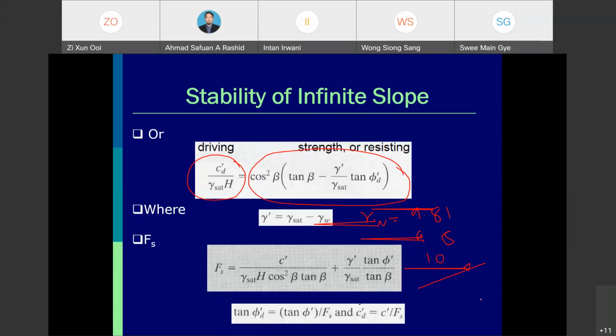After this, you need to bring along your calculator, because I will show you the example by using this formula and by using another formula. So you need to calculate using the calculator during our discussion.